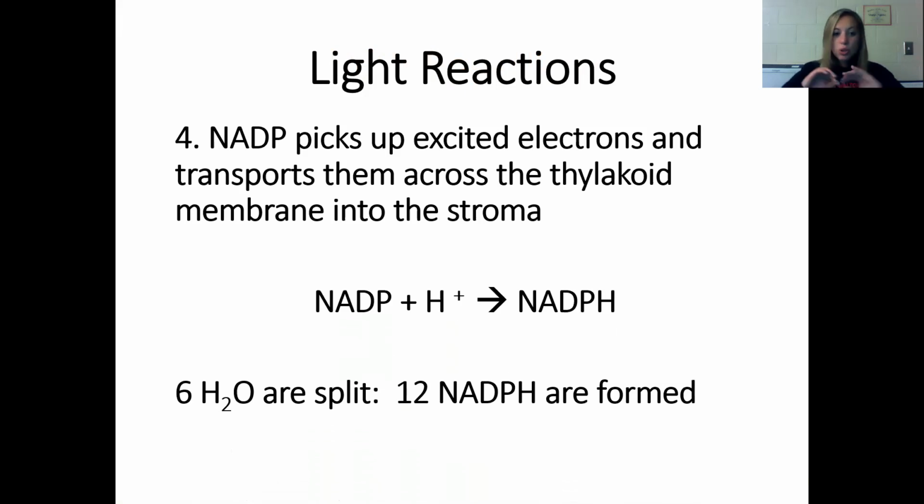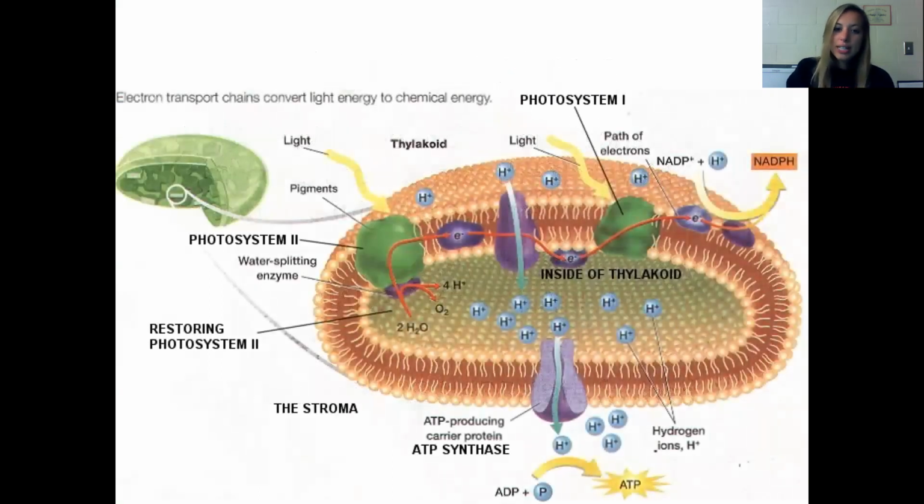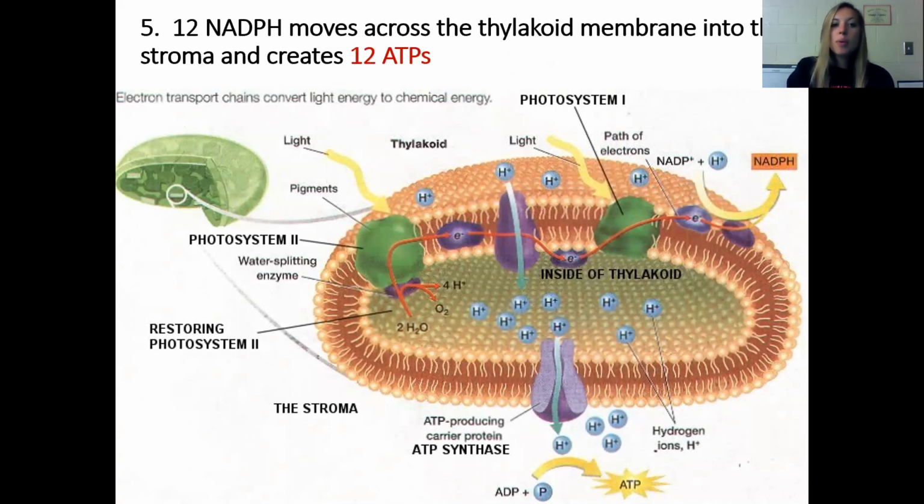Okay, so in our last steps, those waters split apart. We were left with 12 H's. So NADP is going to come along and grab each one of those H's, and we'll end up having 12 NADPH. All right, so this is a lot of stuff on here. We're not going to go through every step. I feel like it's more complicated, but 12 NADPH moves across the thylakoid membrane into the stroma and creates 12 ATP. So when that enzyme taxicabs those H's across the thylakoid membrane, we're going to get 12 ATP.